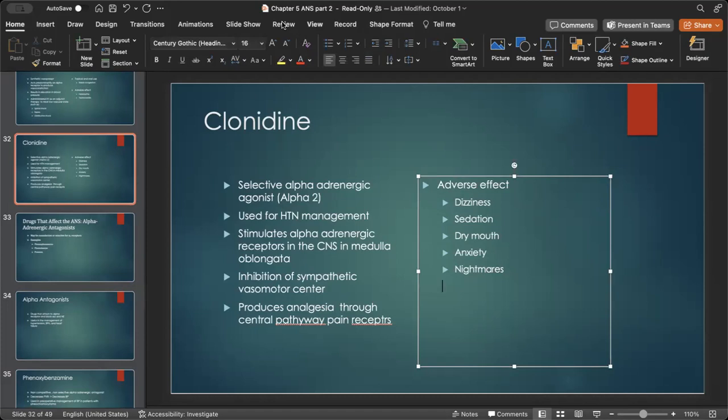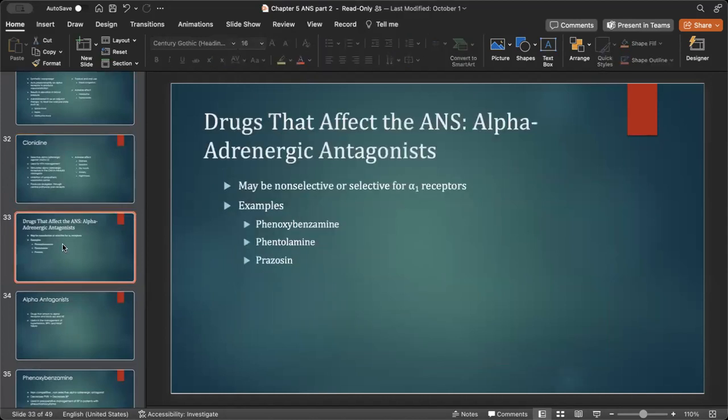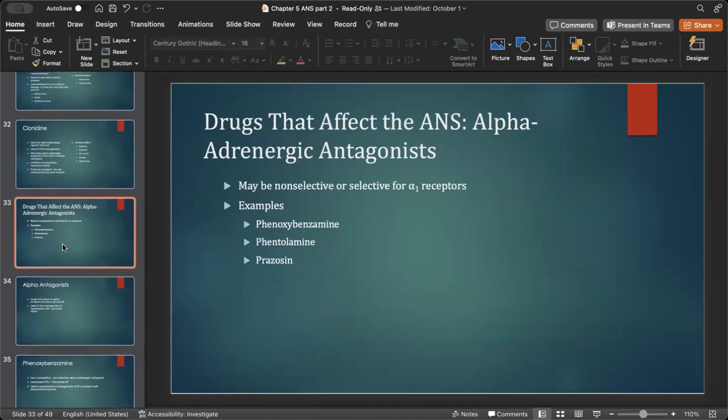And you're going to also have dizziness because it's going to be treating hypertension, which means it's going to be lowering the blood pressure, which causes dizziness. Okay, so then we have non-selective or selective for alpha 1s. These are different types, but these are antagonists. If they antagonize the receptors, that means that they block the effects of the alphas.